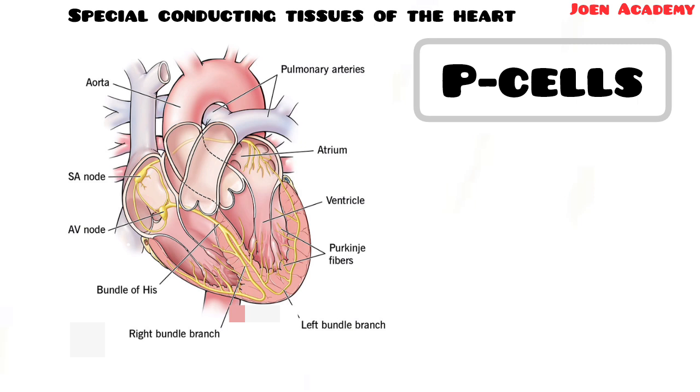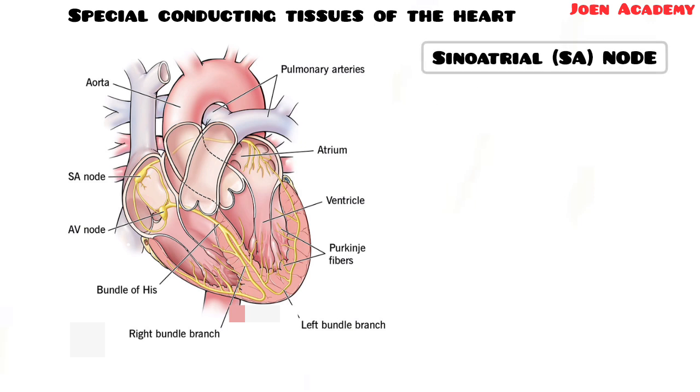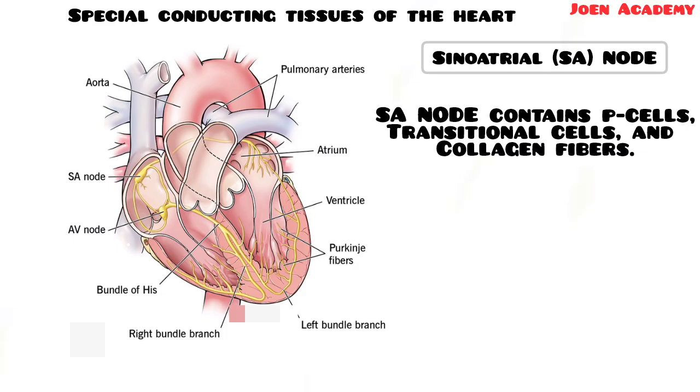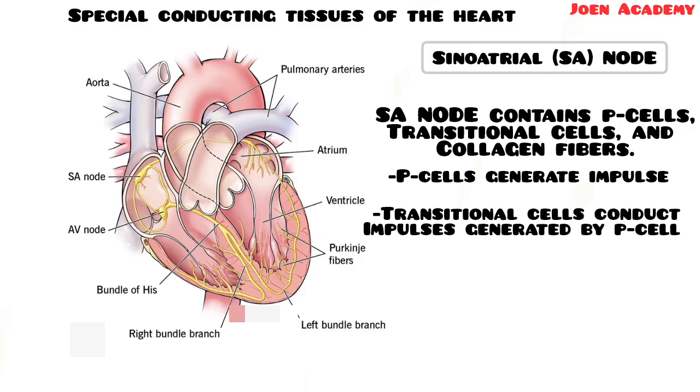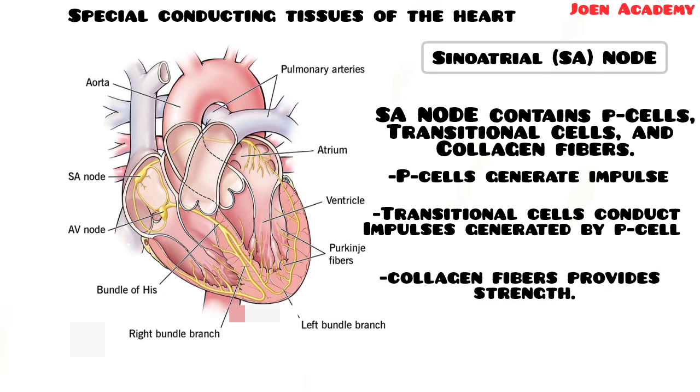Now let's have a closer look at the sinoatrial node, that is the pacemaker. The sinoatrial node is located at the endocardial surface of the right atrium, near the junction of the superior vena cava and the right atrium. It contains P cells, transitional cells, and collagen fibers. P cells are responsible for the generation of the cardiac impulse. The transitional cells are responsible for the conduction of the impulse generated by the P cells through the node, while the collagen fiber strengthens the SA node.